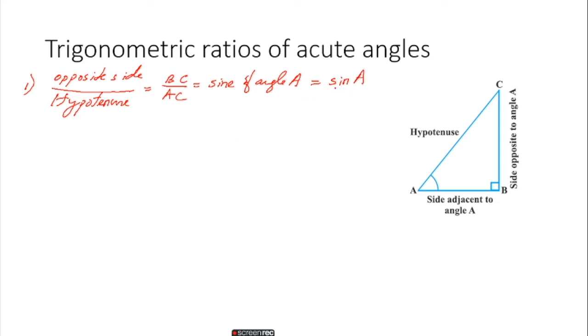S-I-N, sine. We don't call it sin, we call it sine. It is written in small letters, and that particular angle is a capital letter: sine A. It is not sine into A, it is only the short form of sine of angle A. I hope you understood. It is a ratio only. You have to divide the length of BC by the hypotenuse. So this is the first trigonometric ratio. Now the second one: adjacent side divided by hypotenuse.